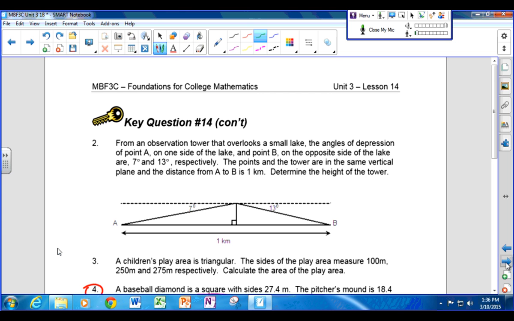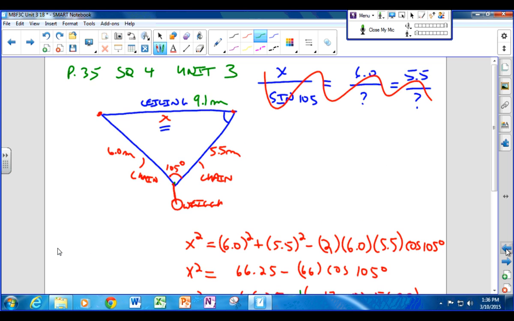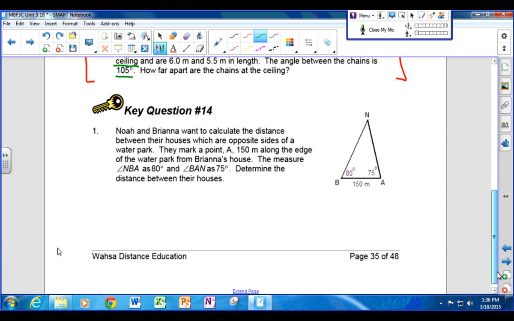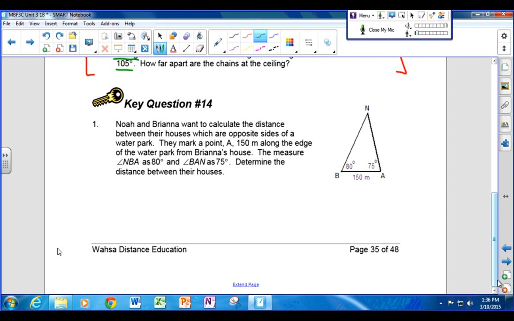I've got to back up a little bit here. The bottom of page 35. Okay, so now here's an example. At the beginning of the trigonometry section, I told you that we normally label triangles ABC or DEF or something like that.